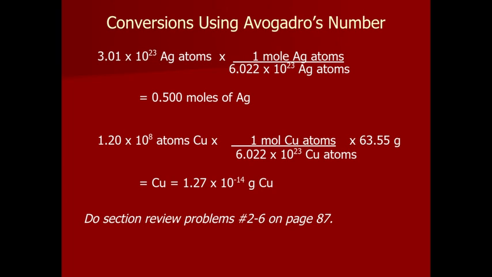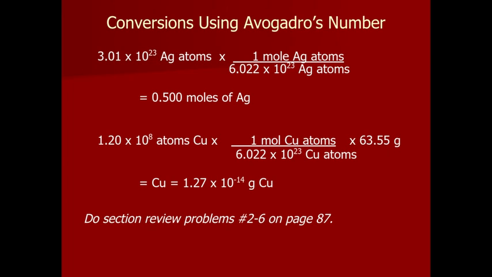So I'm going to start out on my calculator with parenthesis 1.2 times 10 to the 8th power, so arrow up to the 8th, parenthesis, divided by parenthesis 6.022 times 10 to the 23rd, parenthesis, equals, and I end up with 1.99, and that's moles. So I'm almost at 2 moles of copper.